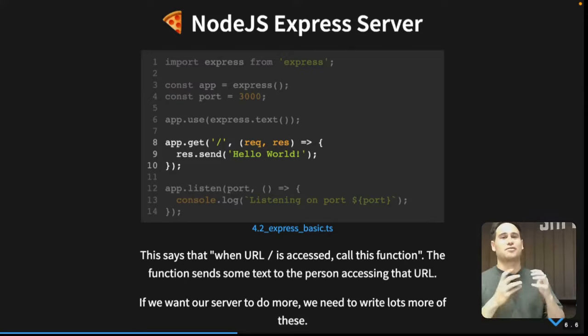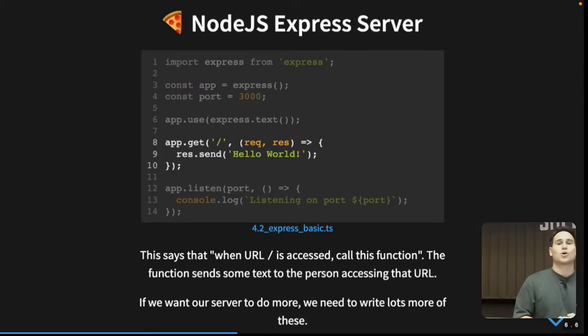Hello world. It's going to return the text, a string called hello world. And it's going to package that up according to the HTTP protocol to be sent over the network in this text format, right? That's why this is text, back to the client. We have two parameters here.